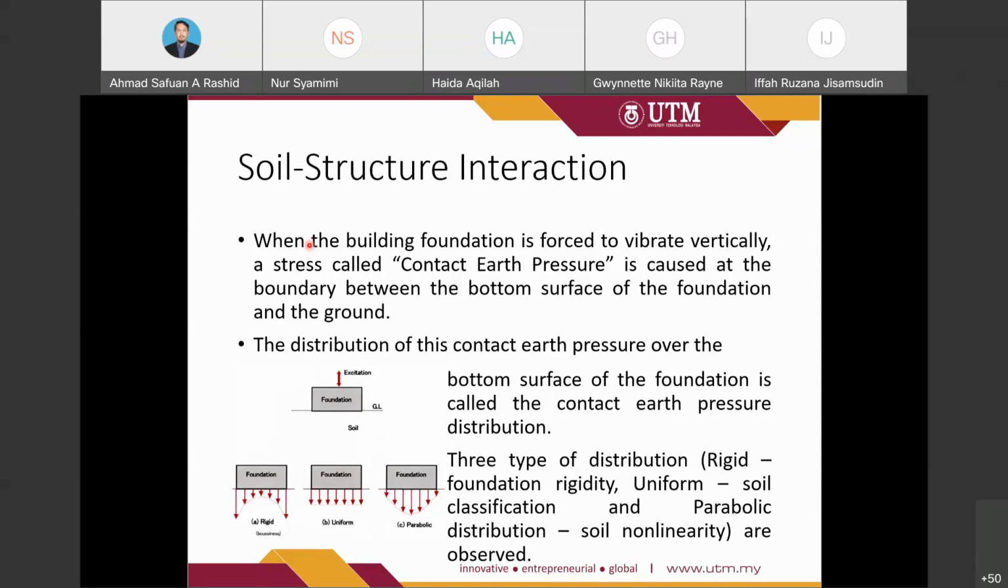We have a rigid foundation, we have a uniform soil classification, and then we have a parabolic distribution, where soil non-linearity is observed.